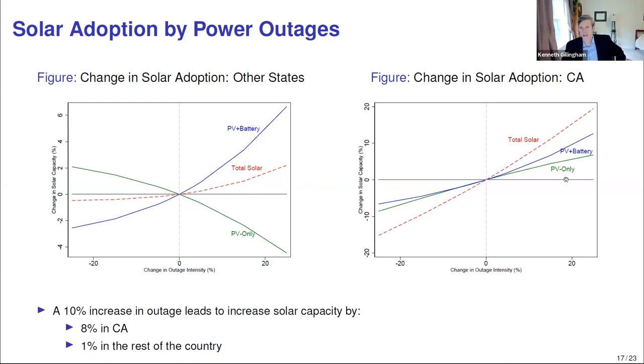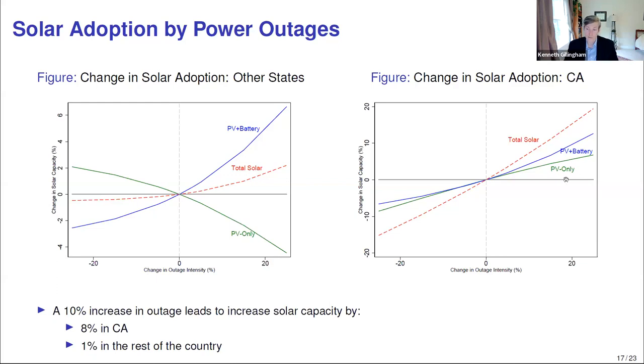California's a little different. In California, you see total solar going up in the same way, but PV only also goes up. So why would that be? It could be that after outages, people are thinking more about solar and about energy independence and about what they can do. The fact that PV and battery was available might make them talk to the solar installers. And then maybe they get sticker shock and realize that PV and battery is just too expensive for them. But they've already gone halfway through the process. They might as well put PV only on. It's still a pretty good deal. So they end up installing PV only. That's one potential narrative for what could be going on there.